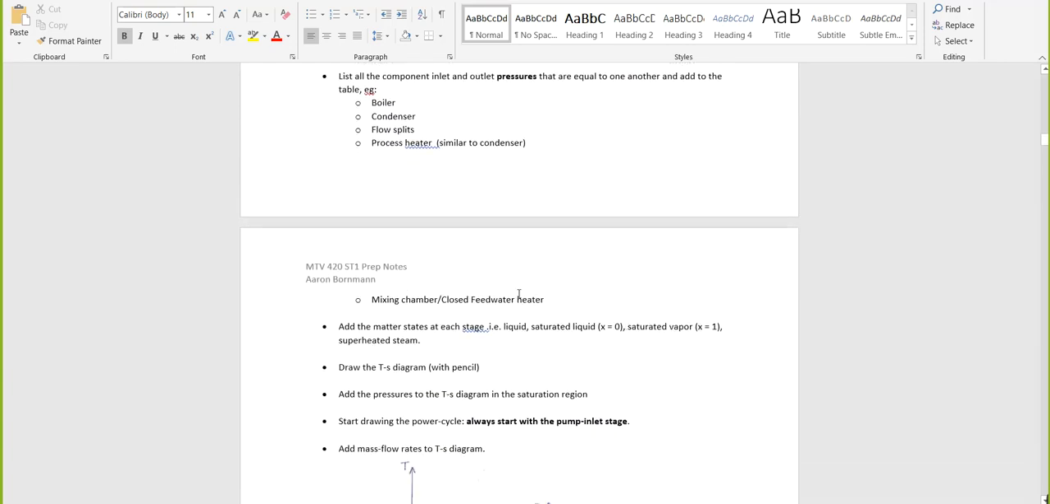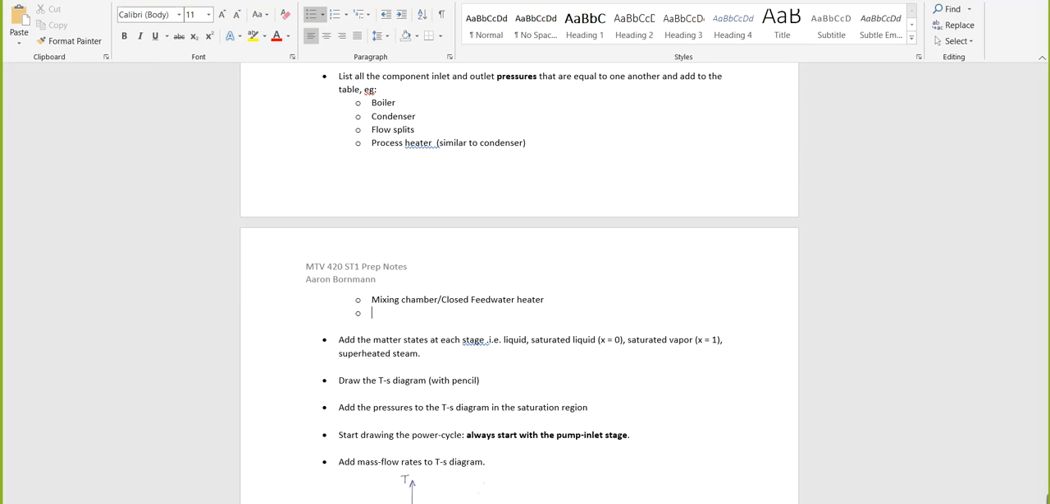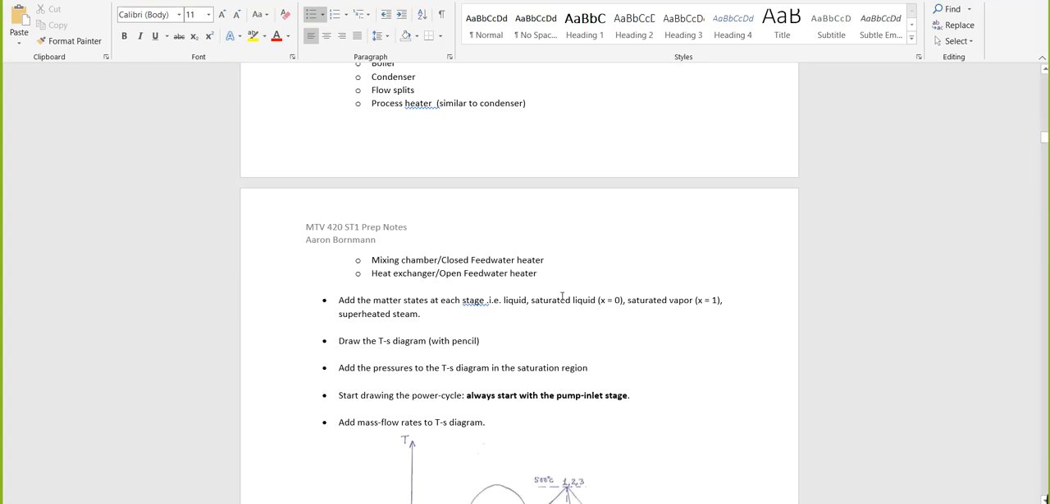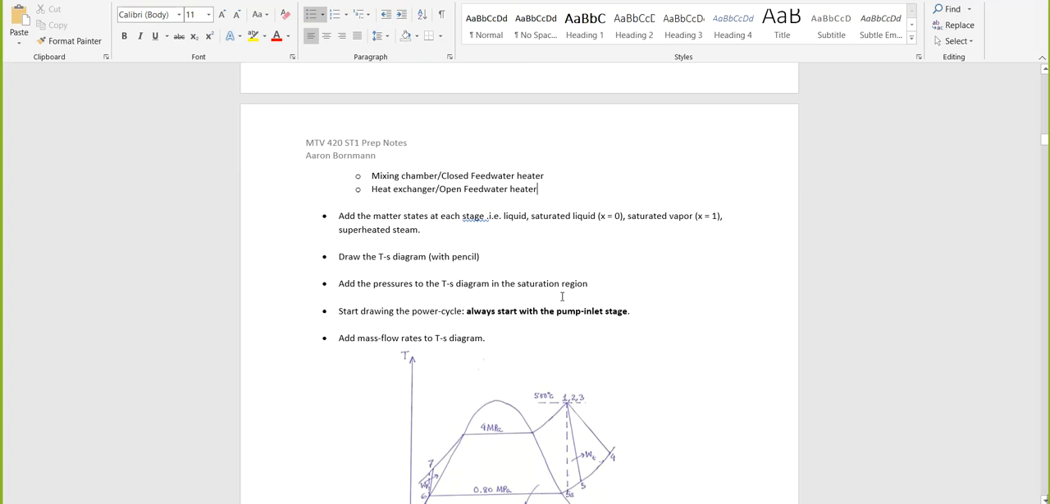You have a mixing chamber, closed feed water heater, and then you have a heat exchanger, which is also known as an open feed water heater. I will update the notes, the new notes.